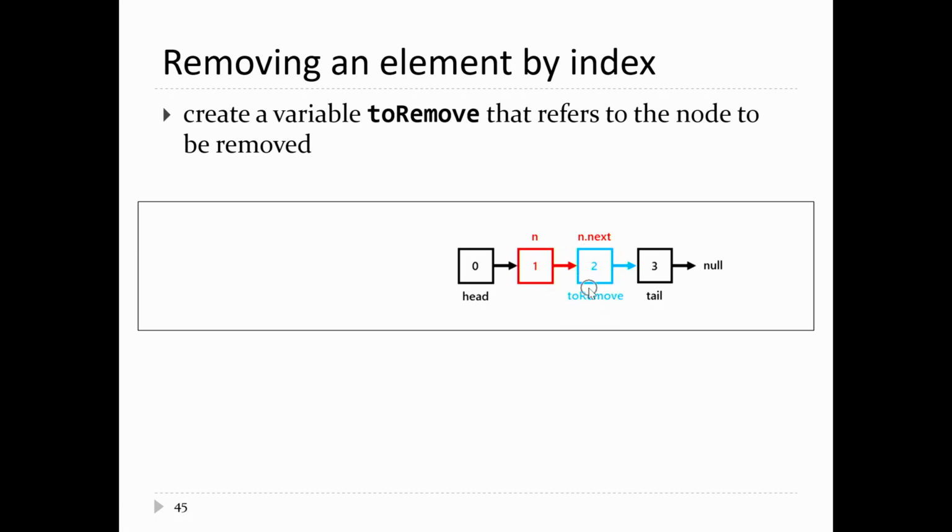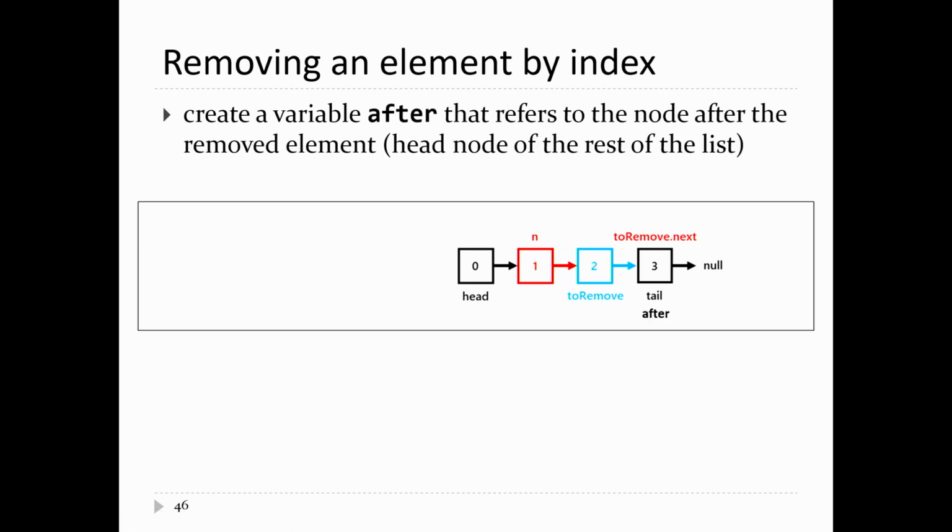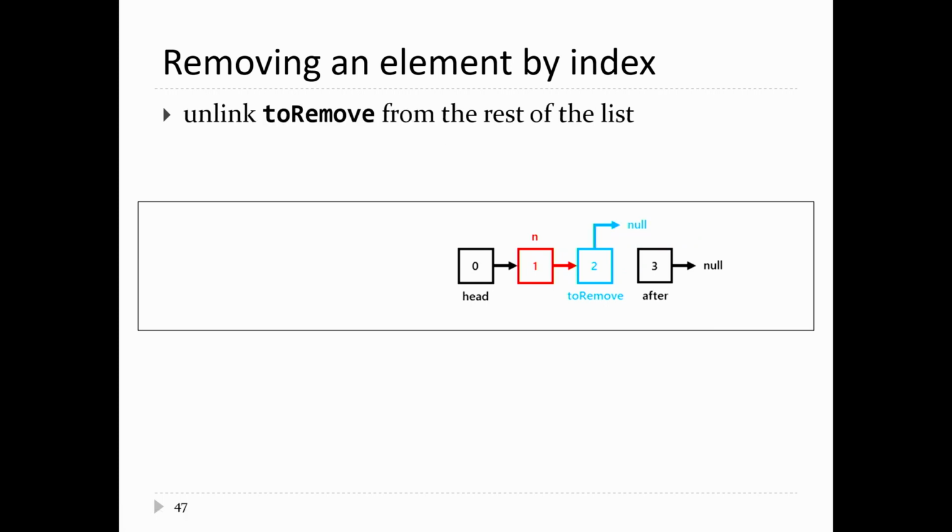Remember, what is the node that you're going to remove? That's just n.next. Remember what the node is after the node that you're going to remove, because I need to link n up to that one. So that's just n.next.next or to remove.next, however you want to write it, it doesn't matter. Unhook the node that I'm removing.